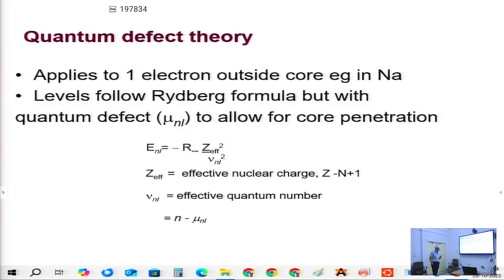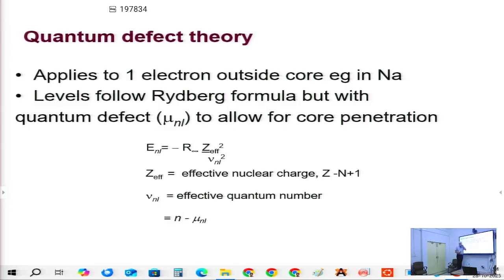So you apply this to any system where you only have one active electron. So it would work for calcium plus, for instance, because that's the same. Calcium normally has two electrons in its outer core, but if you had a calcium ion, then you'd have one active electron. And you have the normal Rydberg formula, except you replace it by an effective nuclear charge and an effective quantum number.